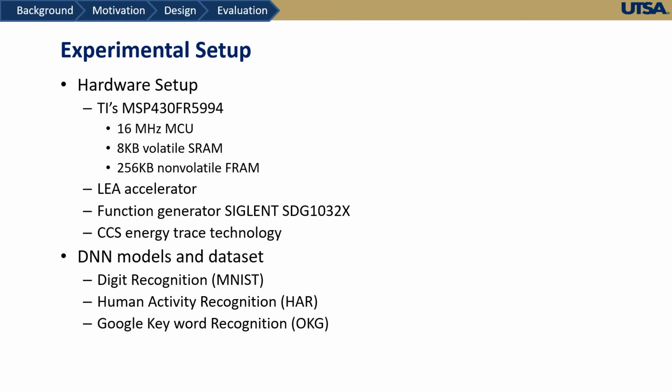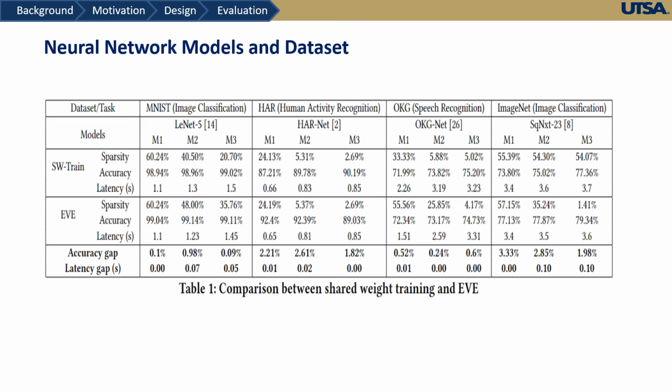For the hardware setup, we use the Texas Instruments MSP430FR5994 device, which has a low energy accelerator, and we also use a function generator. And for the IDE, we use Code Composer Studio. It also has the EnergyTrace technology to measure the energy. And we use three deep neural network models and datasets. The first one is digit recognition for MNIST, human activity recognition for HAR, and Google keyword recognition for the OKG dataset.